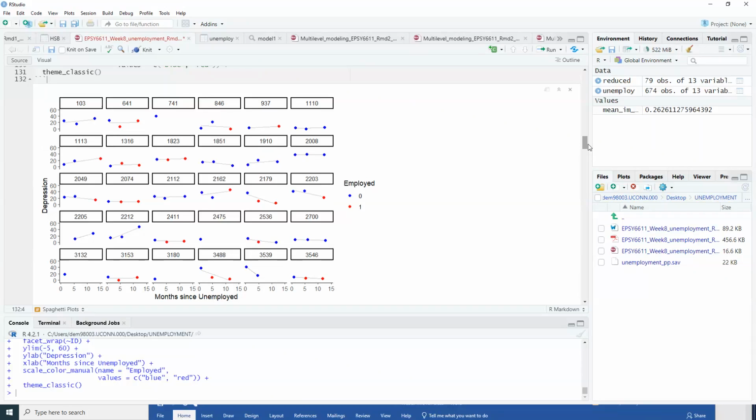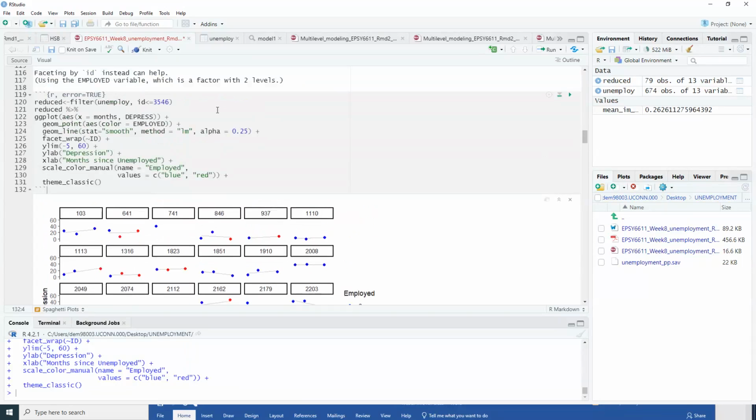But what you'll see is that, as you can expect, the boxes get really small as you have more and more people. What I did in the code, and there probably are better ways to do this, is I created a reduced data file by filtering unemployment, and I took everybody whose ID is less than or equal to 3546. How did I know that? I looked at my data. I said, I want about 40 people. I sorted by ID, and that's the ID number.